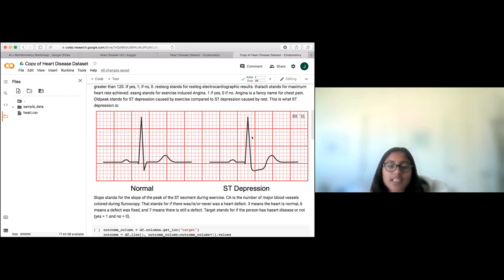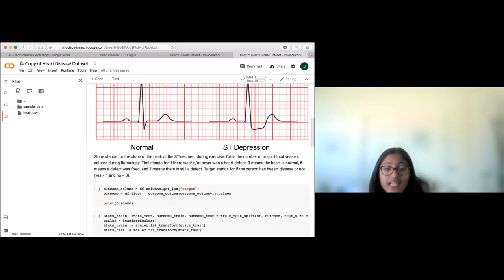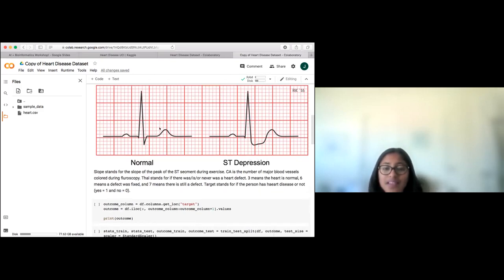And then this is ST depression. And apparently you do not want ST depression. So you do not want your heartbeat to look like that because this is what it should look like. And then slope stands for the slope of the peak of the ST segment during exercise. So I'm assuming this is the peak because these two look the same. CA is the number of major blood vessels colored during fluoroscopy.